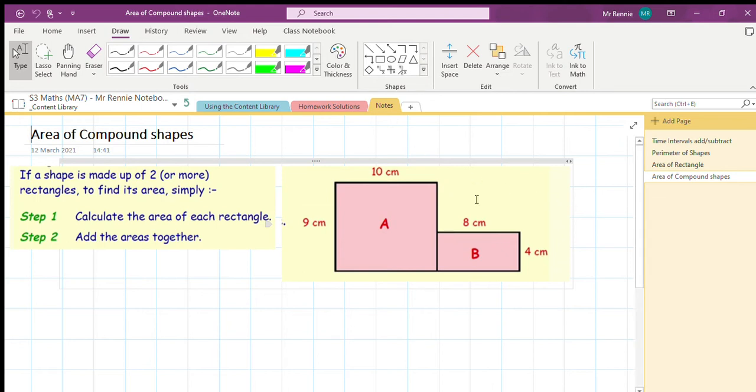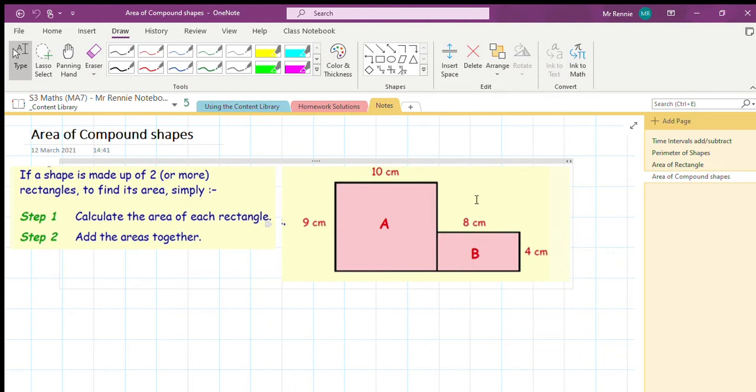Hi all, in today's video we're going to be looking at area of compound shapes. This is a bit like how we dealt with perimeter of compound shapes. We're dealing with shapes that we can't get the area of in one go. What we need to do is split the shape up into two rectangles that we do know how to work out the area of, and then we add the two areas together.